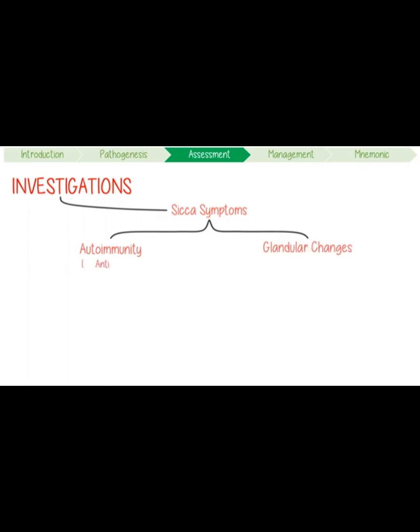The investigation relies on the presence of significant sicca symptoms. They look for evidence of an underlying autoimmunity and glandular changes. Autoimmunity can be shown in 3 ways. Firstly, a positive serology for anti-Ro and anti-La. Secondly, a biopsy of the minor salivary gland, which shows lymphocytic infiltration. Finally, patients with well-established systemic rheumatoid disease.